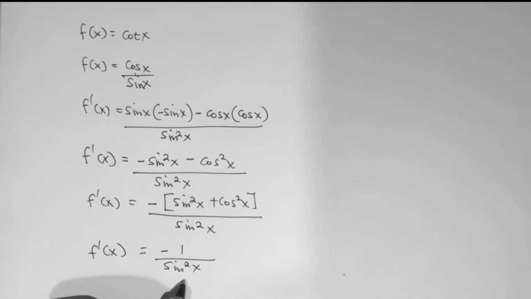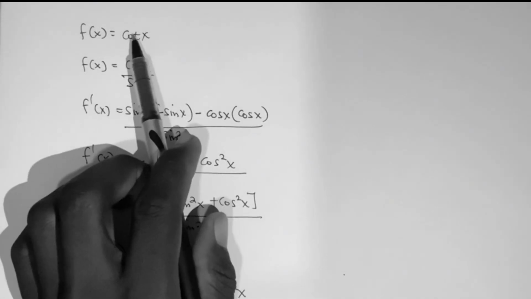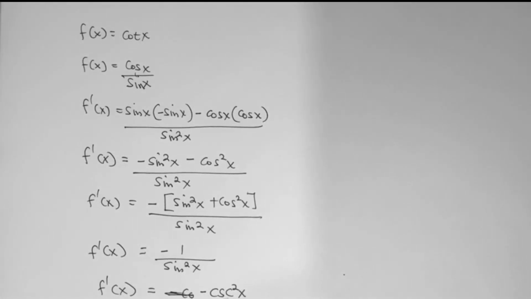Now 1 over sin x is cosec x, so minus 1 over sin squared x will make f prime of x equal to minus cosec squared x. So if you differentiate cot x, you will get minus cosec squared x. So now let's remember the things we've already established.